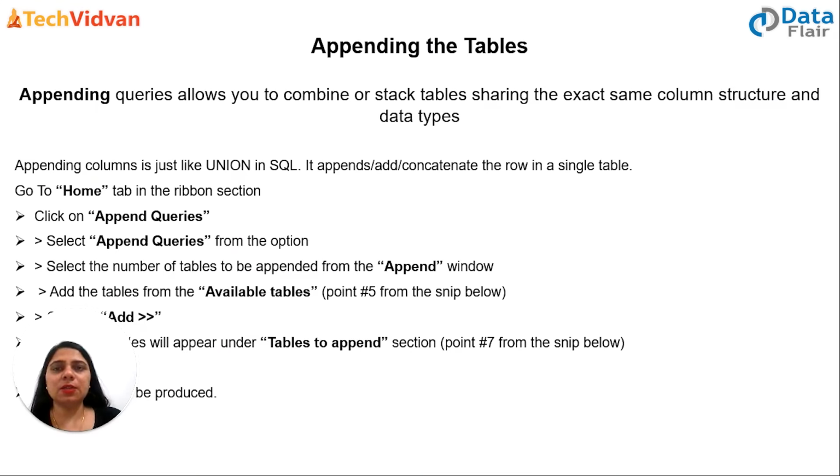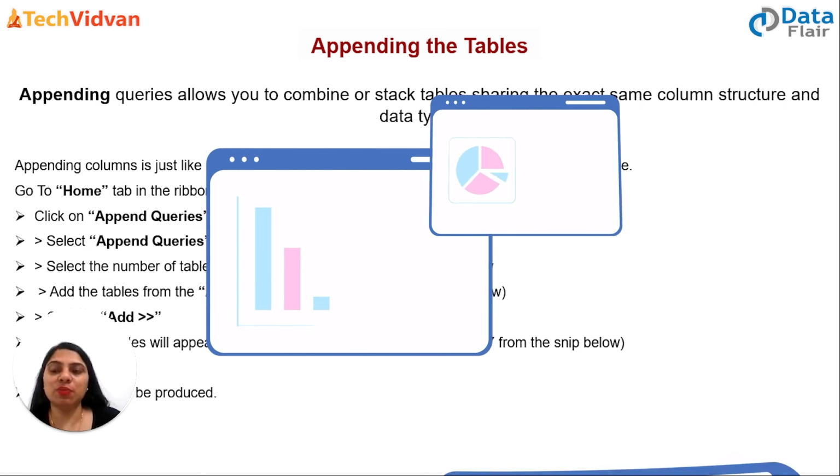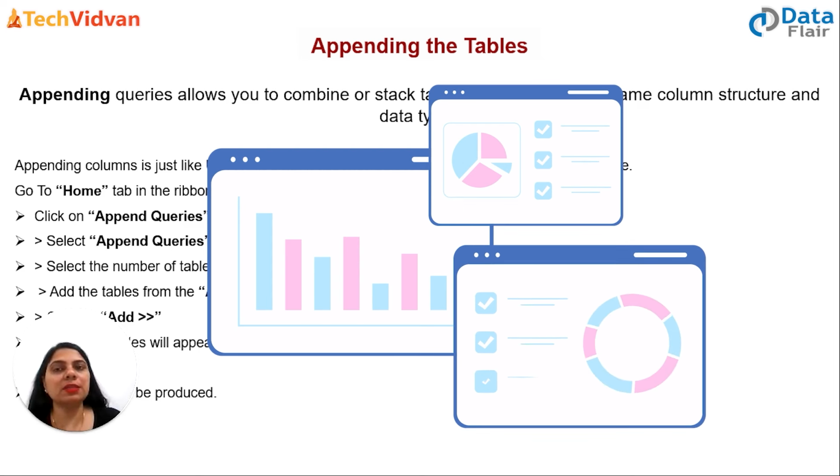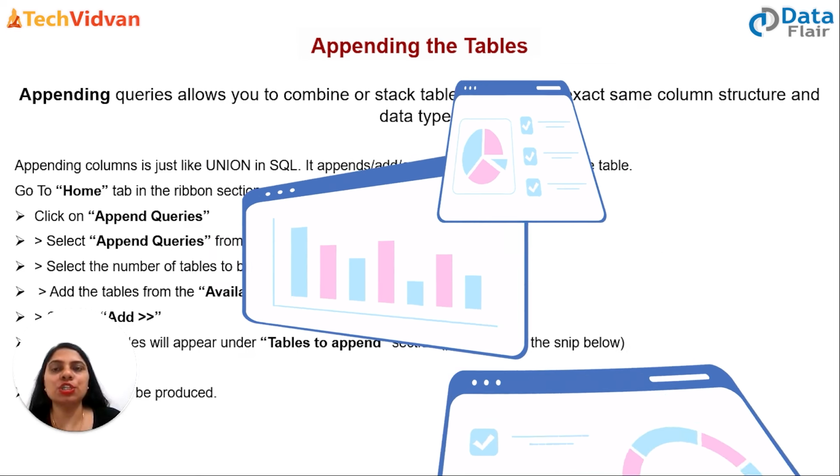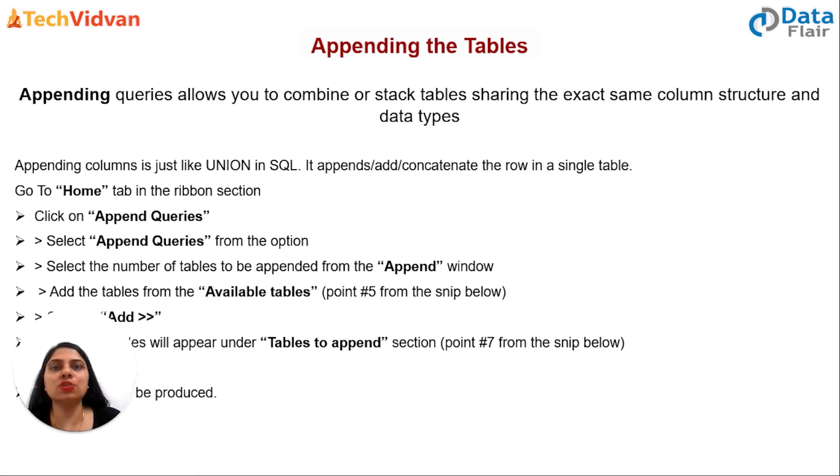Now let's understand what is appending of the table and what is merging. Appending is when we want to stack rows one below the other. So suppose data is available in multiple worksheets and we want to combine the data from multiple worksheets into one single table, we can use appending feature wherein we want to add all the rows one below the other.